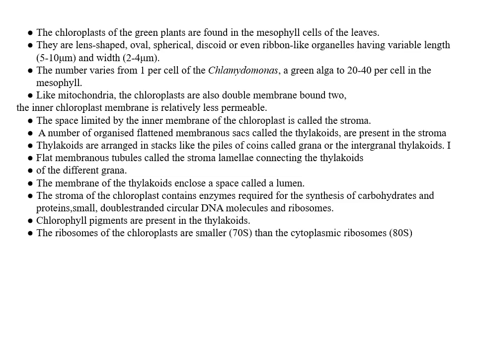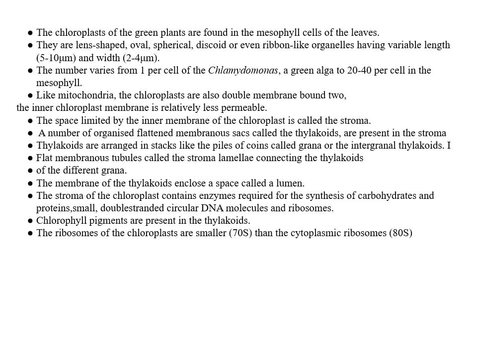The space limited by the inner membrane of the chloroplast is called the stroma. A number of organized flattened membranous sacs called the thylakoids are present in the stroma. Thylakoids are arranged in stacks like piles of coins called grana, or the intergranal thylakoids. Flat membranous tubules called the stroma lamellae connect the thylakoids of the different grana. The membrane of the thylakoids encloses a space called a lumen.